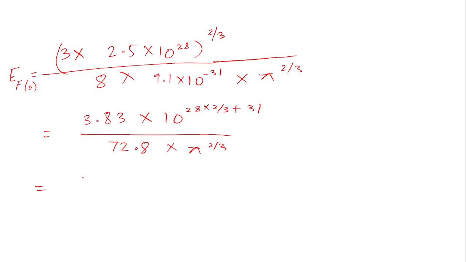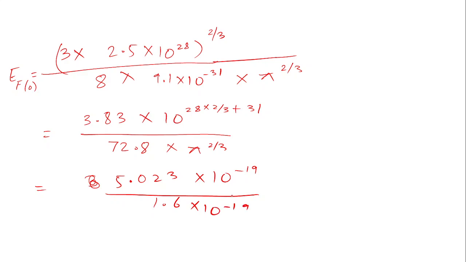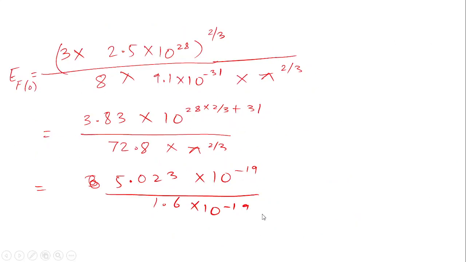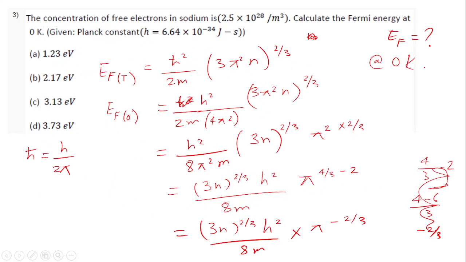Further, calculating, we get 5.023 times 10 to the power minus 19. Dividing by 1.6 times 10 to the power minus 19, the conversion, because it's in joule and my answer is needed in electron volt, so I need to convert this. Then my final answer will be 3.13 electron volt. So option C is the correct answer.